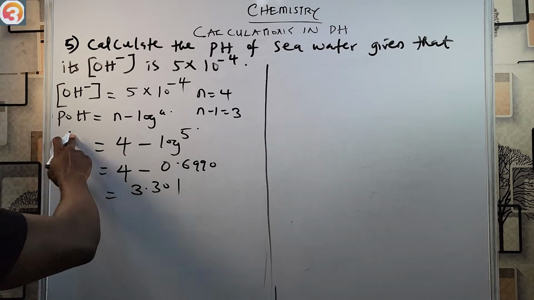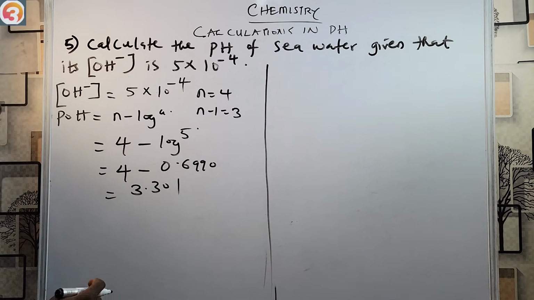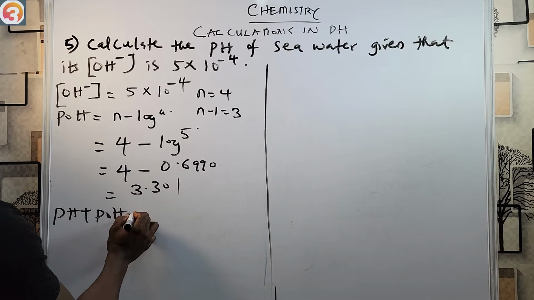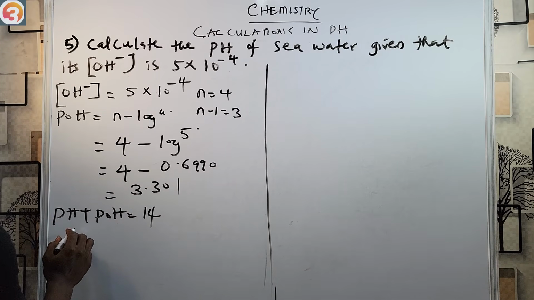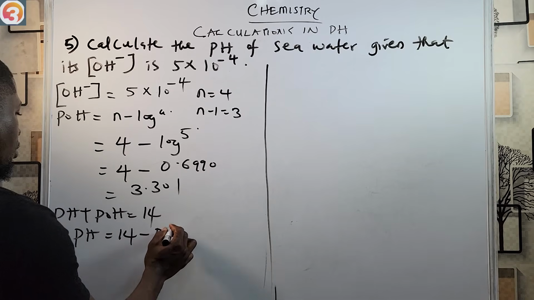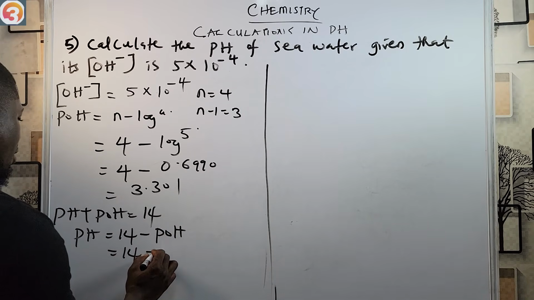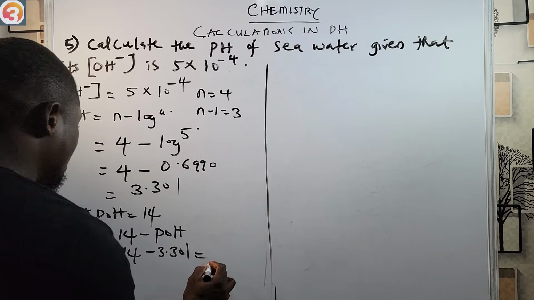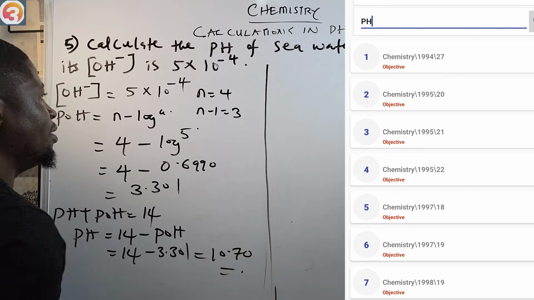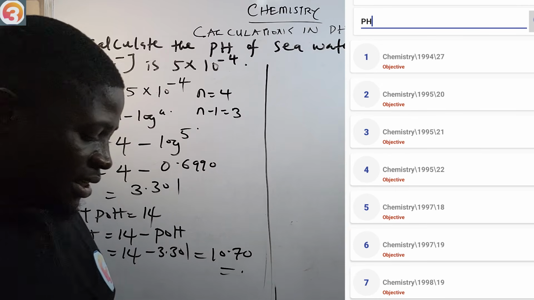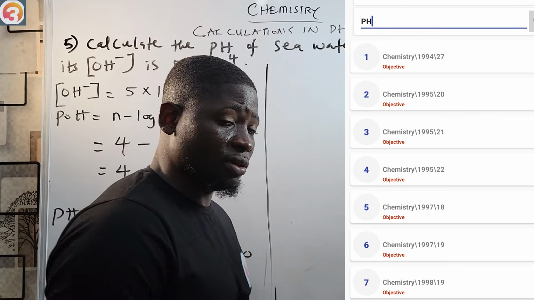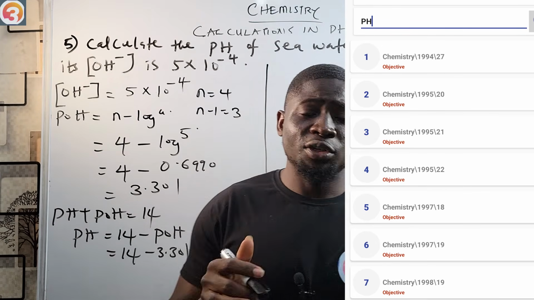But we are not looking for pOH. Remember, it's pH we are looking for. All right, so pH plus pOH is equal to 14. So that our pH is equal to 14 minus pOH. That is 14 minus 3.301. Our answer will be 10.70. All right, so it's simple as ABC. So we'll be applying the same thing we're doing to answer questions.